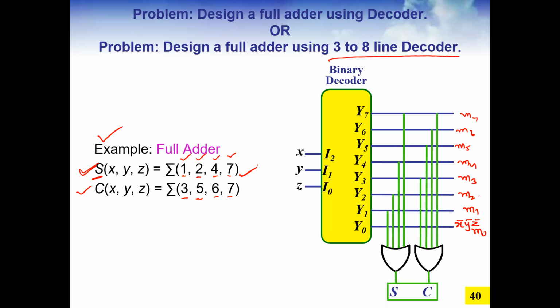We just use two OR gates because the full adder has two outputs, which are S and C, and we connect the minterms to them. So S minterms are 1, 2, 4, 7. So 7 is connected, 4 is connected, 2 is connected, 1 is connected there. So if any of those outputs is high, S will be high. Similarly for C, this is 3, this is 5, this is 6, this is 7. Clear? Are you getting the point?